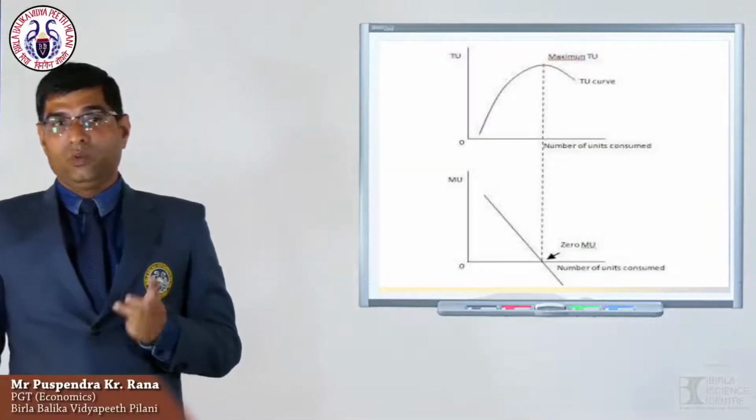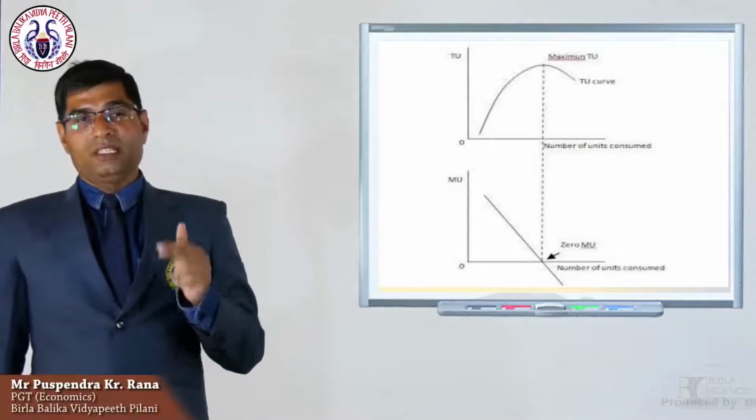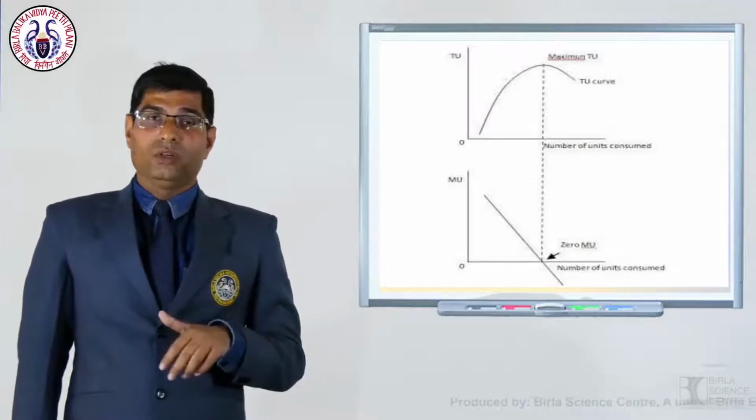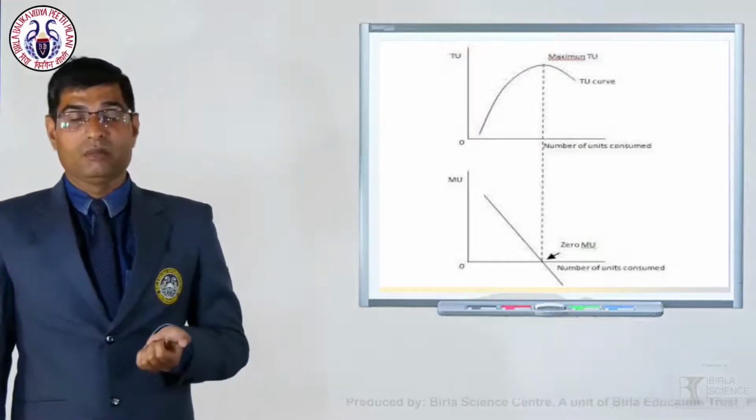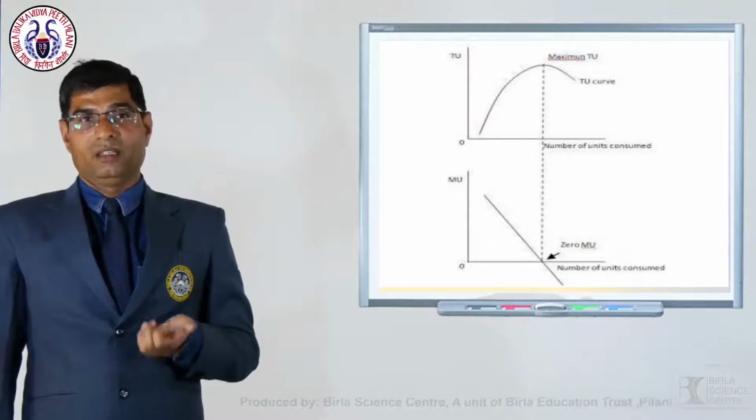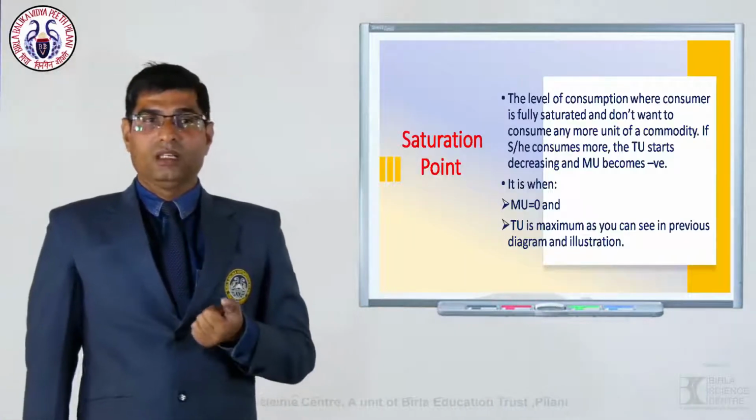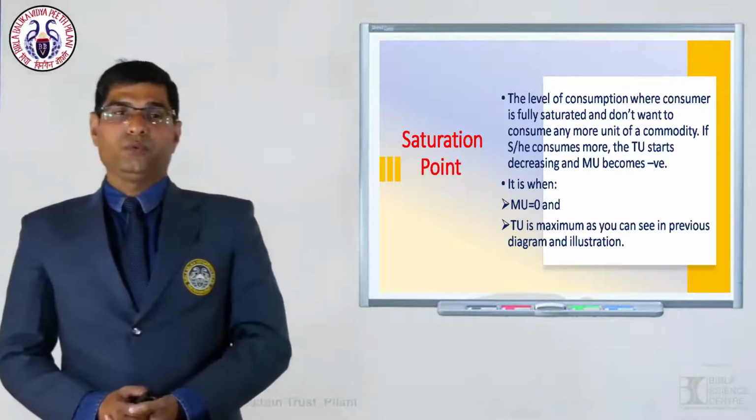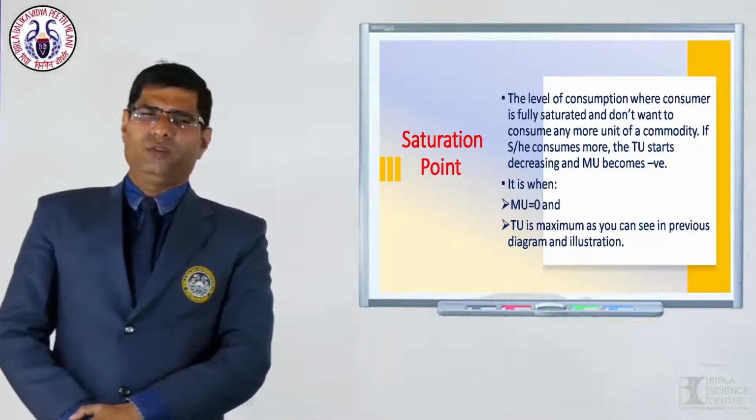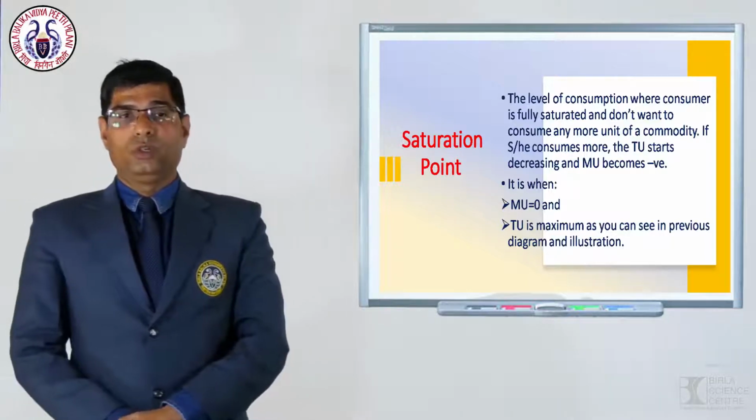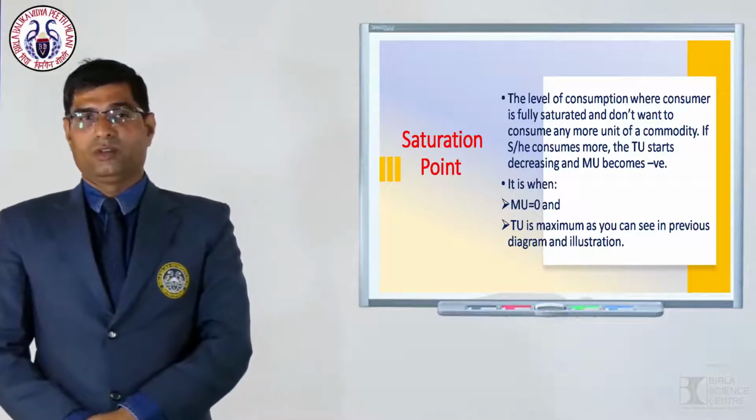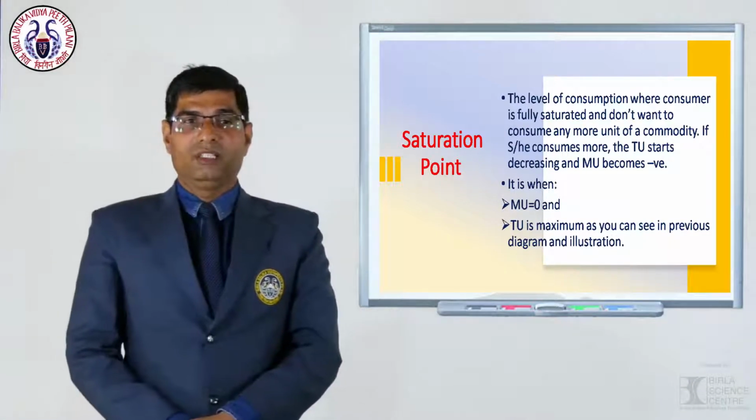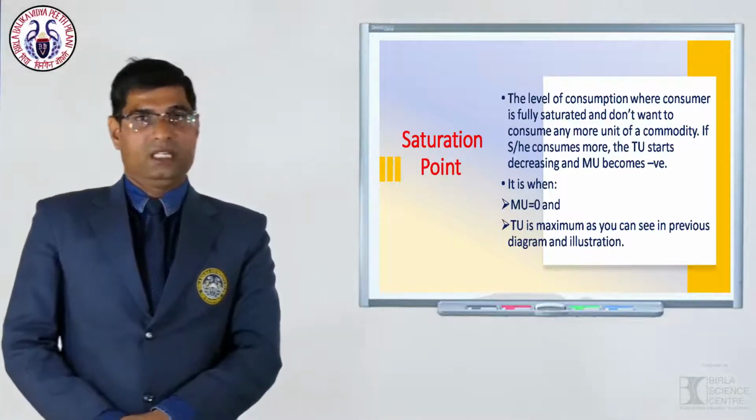Now, why does TU start decreasing and why does MU become negative? Because when we continuously consume something, we saturate. What is the saturation point? The saturation point is the level of consumption where the consumer is fully satisfied, fully saturated, and doesn't want to consume any more units of a commodity. If he consumes more, the TU starts decreasing and MU becomes negative.